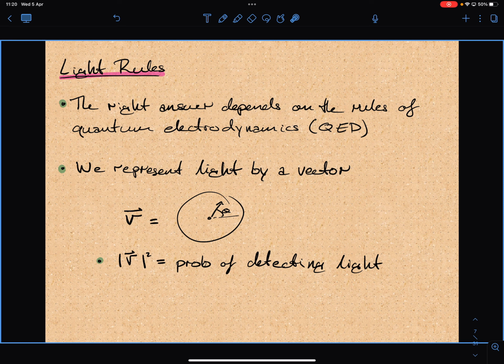And we're going to represent light, a photon, by a vector B. And it's going to be a vector in the complex plane. So it's going to have an angle and a magnitude. And the magnitude is going to be the probability of detecting the light.